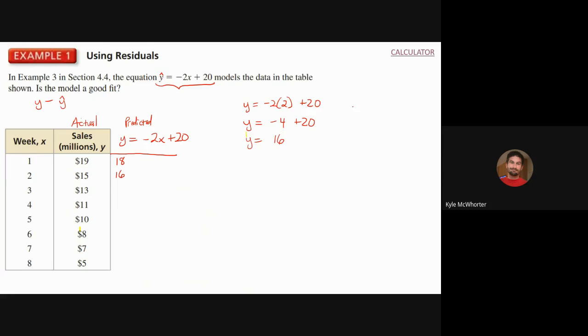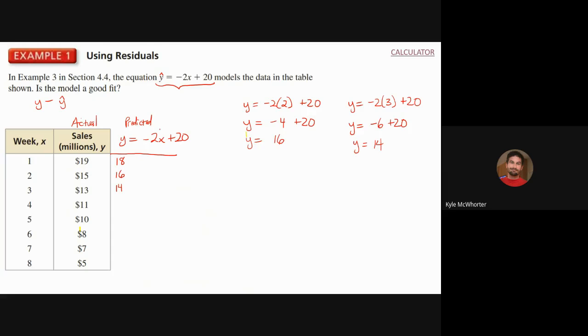When X is 3, -2 times 3 is -6. -6 plus 20, or 20 minus 6, is 14. You can see the pattern is going down by 2 each time X goes up by 1.